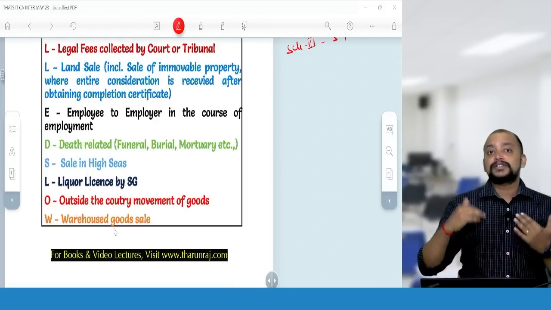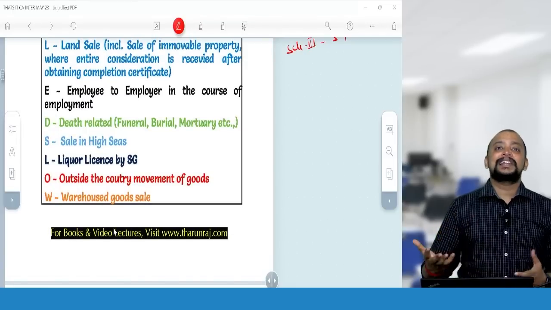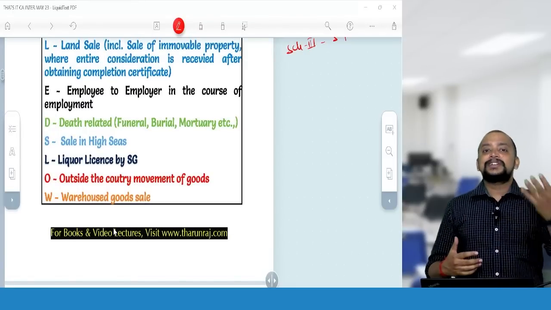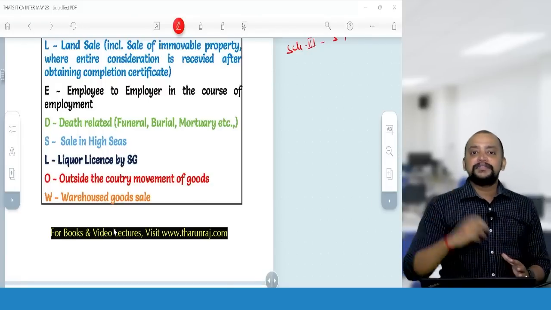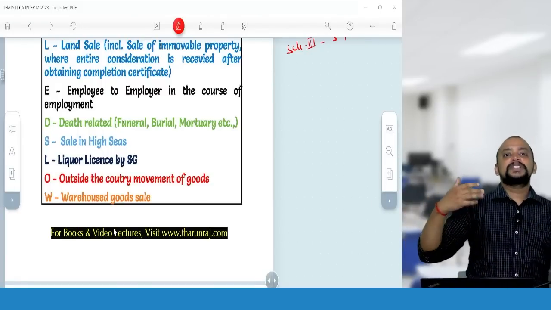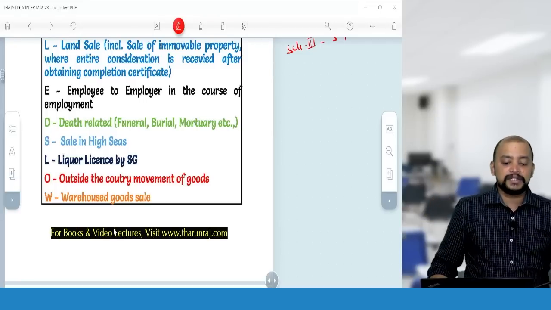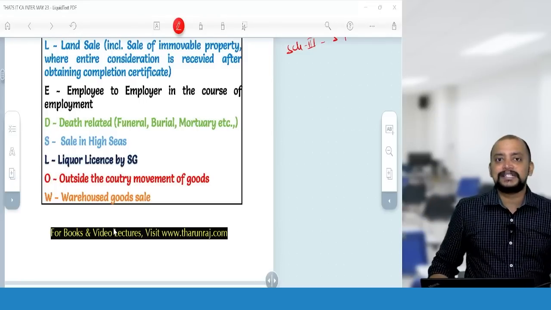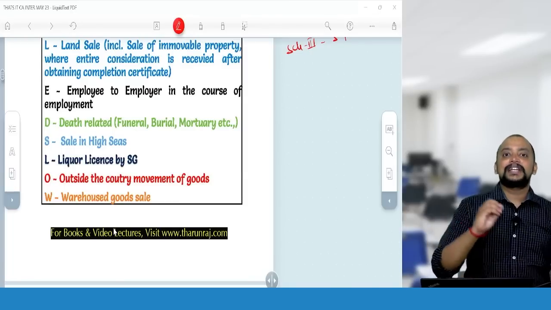Then S-L-O-W. S is sale before import. Sale before import means sale on high seas basis. When the goods are in transit, we transfer the document of title to some other person and we get some money. That is excluded from supply, where the other person who is purchasing the documents of title from us will be clearing the goods from the customs. Then L, liquor license granted by state government. State government will be giving license to people to sell liquor, for which they get a license fee, that is excluded from supply.